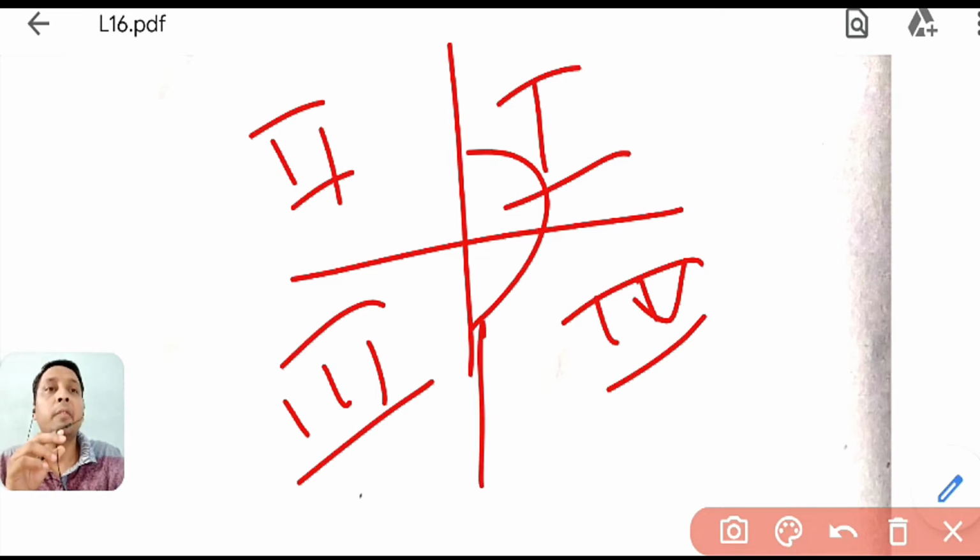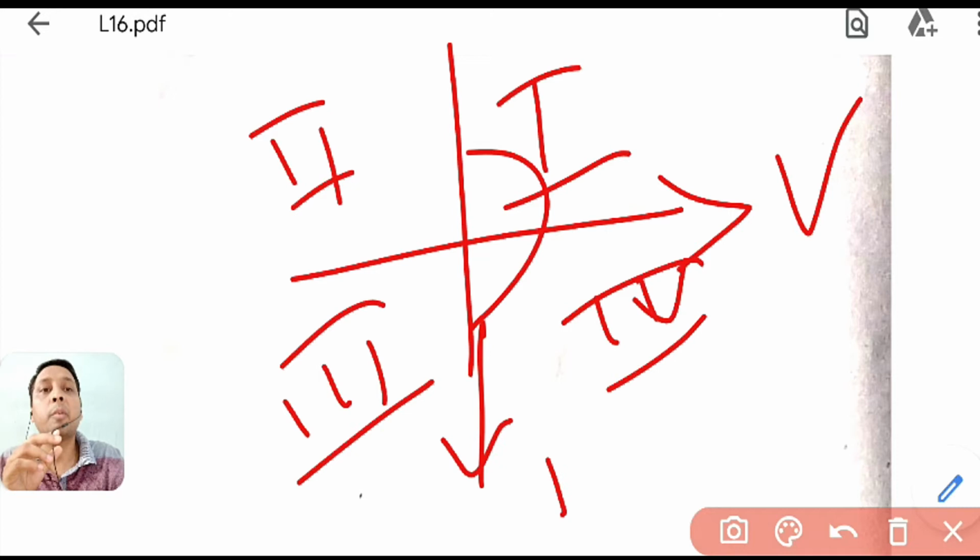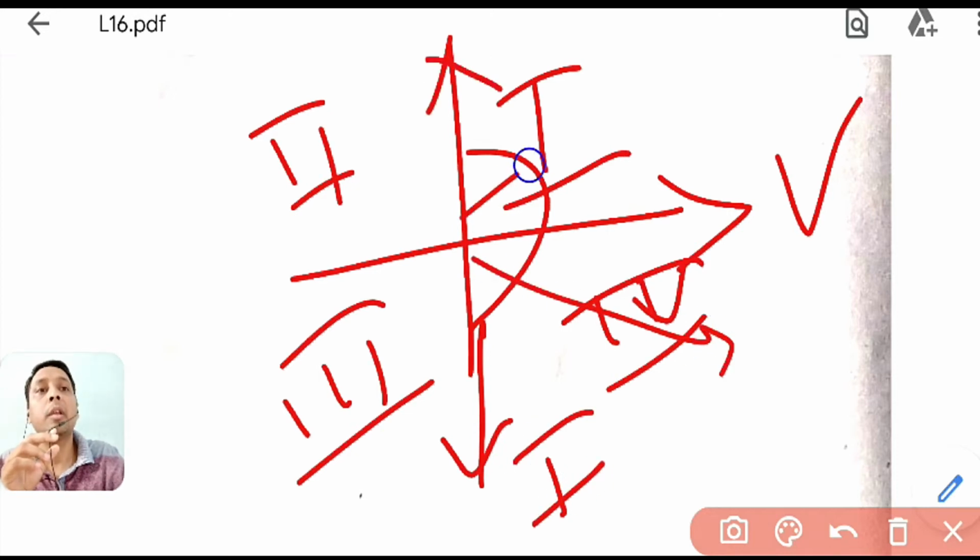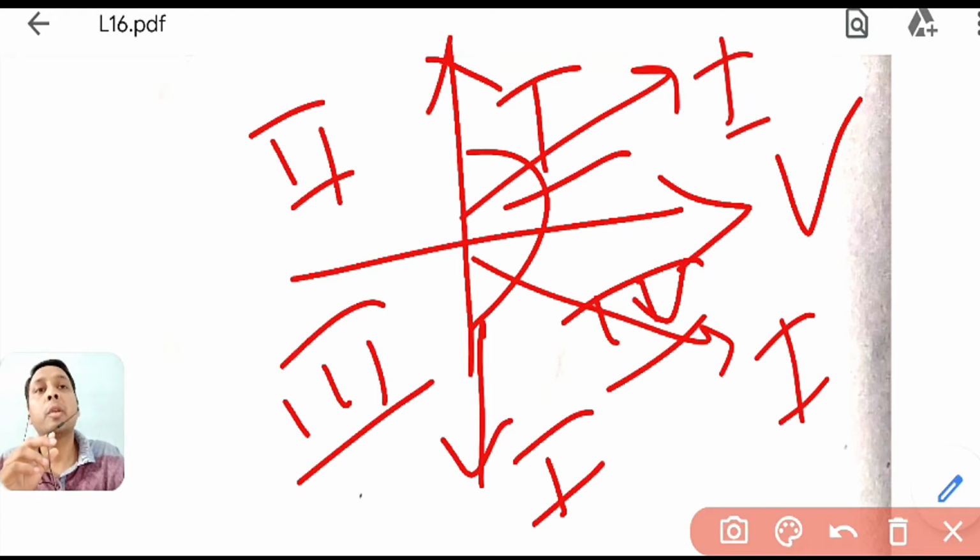So if this is your V phasor, the current I can be from here to here. Then power will be positive because your angle will be less than 90 degrees, either plus 90 or minus 90. It can be lagging, it can be leading. So that's what they are saying.